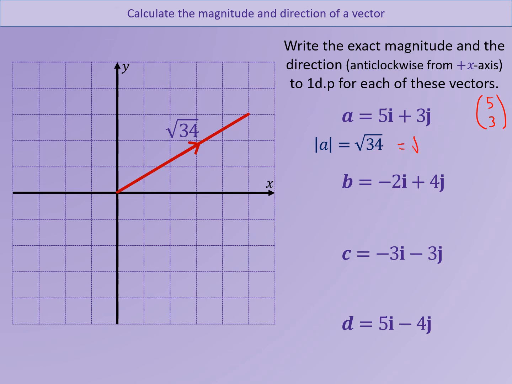Where does this come from? That's the square root of 5 squared plus 3 squared. So the square root of 25 plus 9, which is the square root of 34. If we then want to work out its direction, we are trying to work out this angle here. And where has this come from? This has come from the inverse tan of the opposite, which would be 3, divided by the adjacent, which is 5.